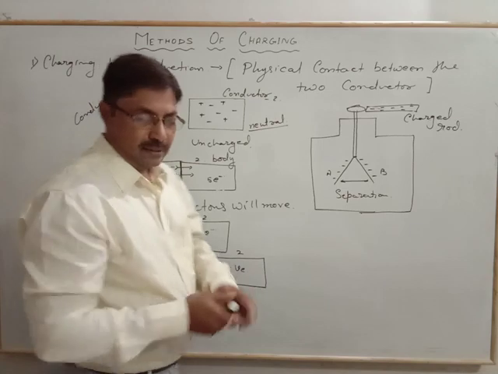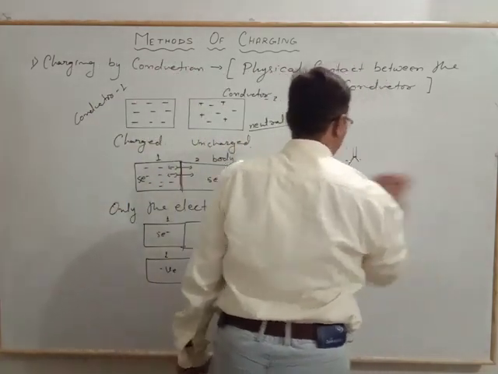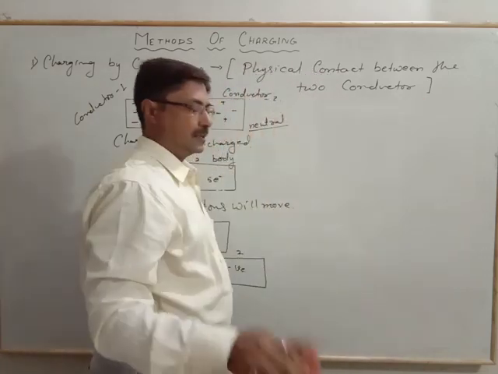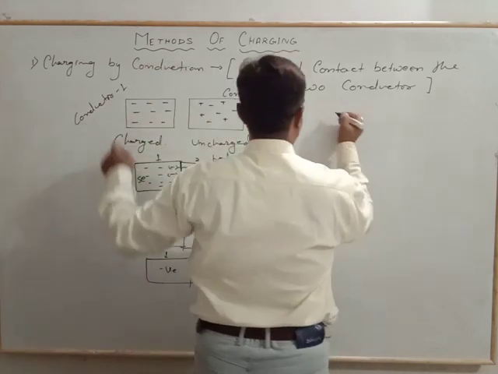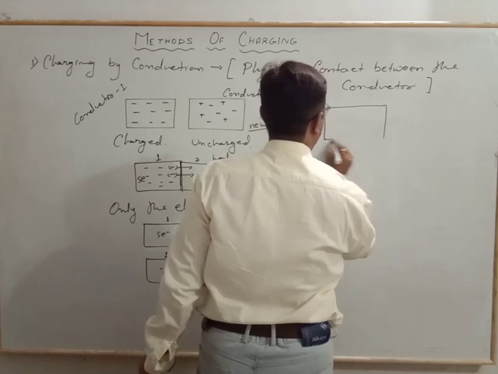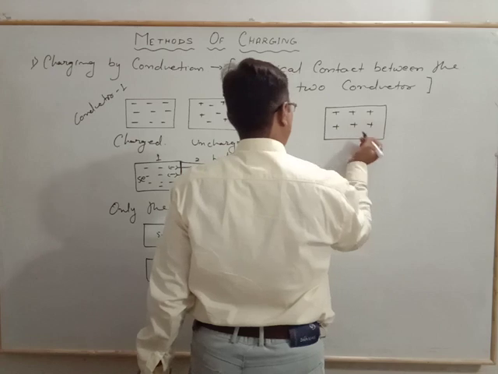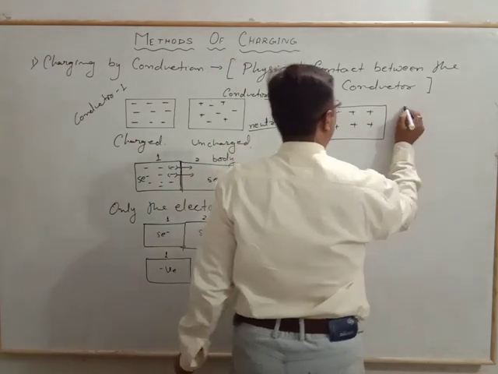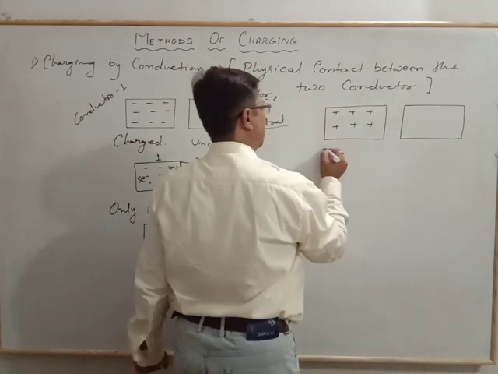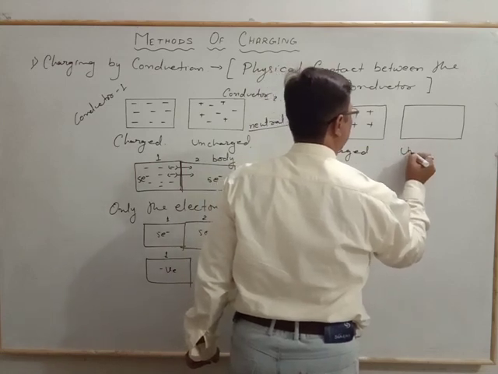Now if we consider, in place of electrons, a body that has a positive charge, how in that case does another uncharged body get charged? So let's suppose one conductor has a positive charge, this is the positive charge, and the uncharged body is here. That means neutral. One is charged and another one is uncharged.